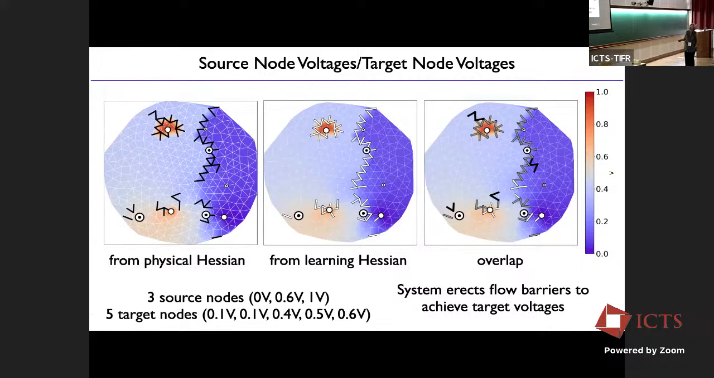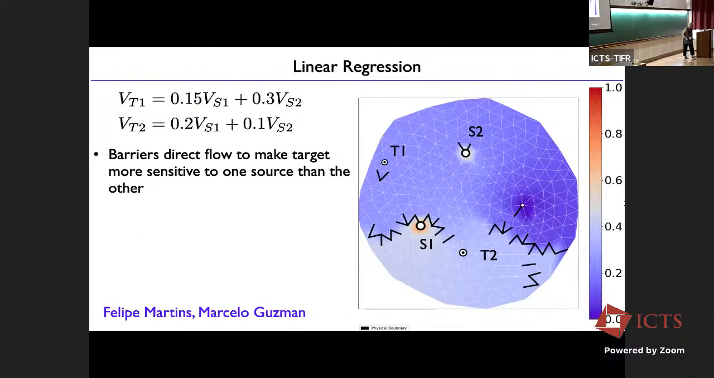Now, again, the black ones are the ones we get from the physical Hessian, the low conductance edges that we get from the physical Hessian. The white ones are from the learning Hessian. And you can see in this case, the overlap is not perfect. There's some that appear in the physical Hessian. There are others that only appear in the learning Hessian. Okay, but the gray ones appear in both. But it's pretty good. Okay, you see the main features of these low conductance barriers you really are seeing from the physical Hessian. So this is one I like.